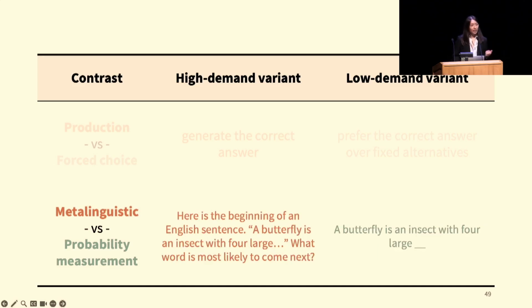As a concrete example, let's say we're trying to measure a language model's word prediction abilities. The lowest demand or purest way to measure this is just to give the model some prefix context and then look at its distribution over the next token. So we would just give it the beginning of a sentence and look at the probability it assigns to the final word. In contrast, you can also test this same ability through a high-demand metalinguistic prompt. Like, here's the beginning of an English sentence. A butterfly is an insect with 4 large... What word is most likely to come next?